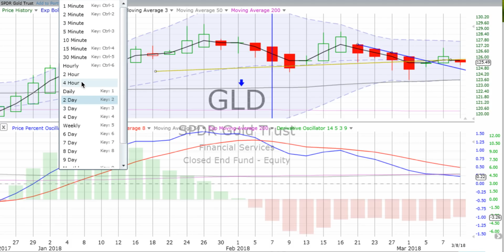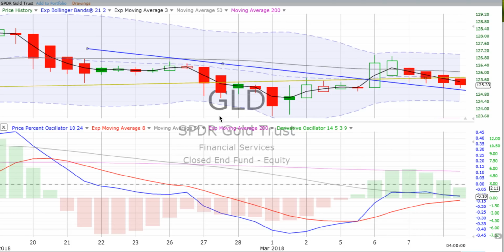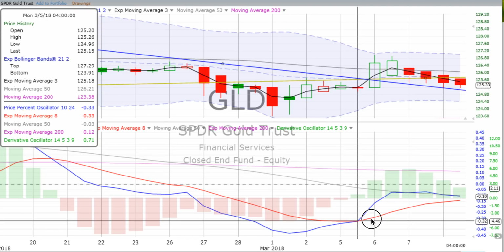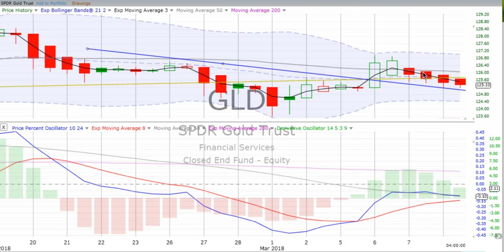And then what's going on with that 4-hour chart? Well, it's sort of letting us down again, isn't it? It was crossed over going up and then just petered out and started heading down. The last 2 days are down movement.